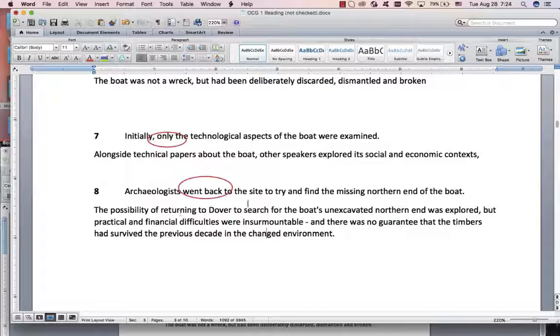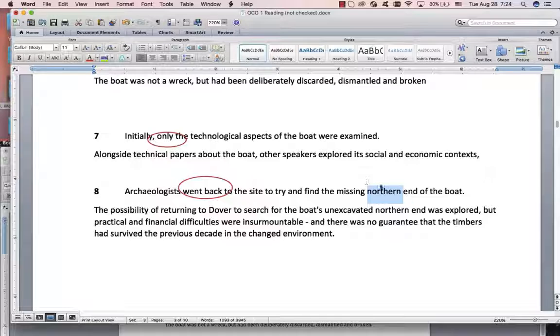The possibility of returning to search for the boat's northern end was explored. They thought about it. But that "but" means they didn't go. They thought about it, but the difficulties were insurmountable. Don't worry, you can just guess. It means big, very big, too big. And there was no guarantee. They could not be sure. So they thought about it, but the difficulties were too big. That means they did not go back. So that again must be false.